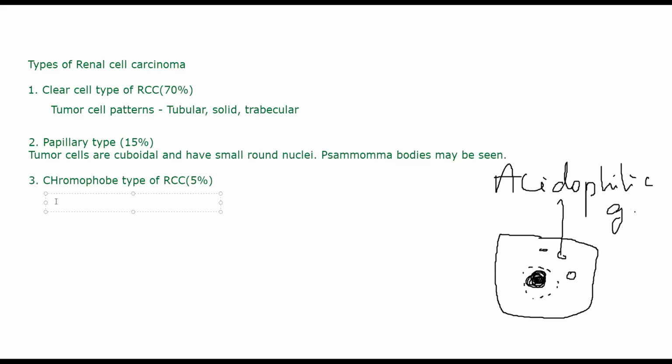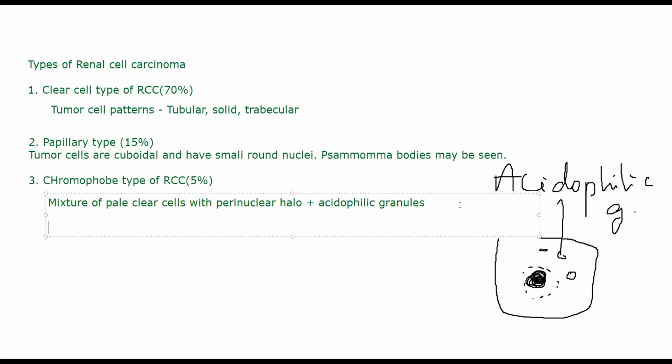It will have a mixture of pale clear cells, okay, with perinuclear halo, along with acidophilic granules. Okay, acidophilic granules are present inside the cytoplasm itself. Now, along with this, there will be many vesicles. Okay.